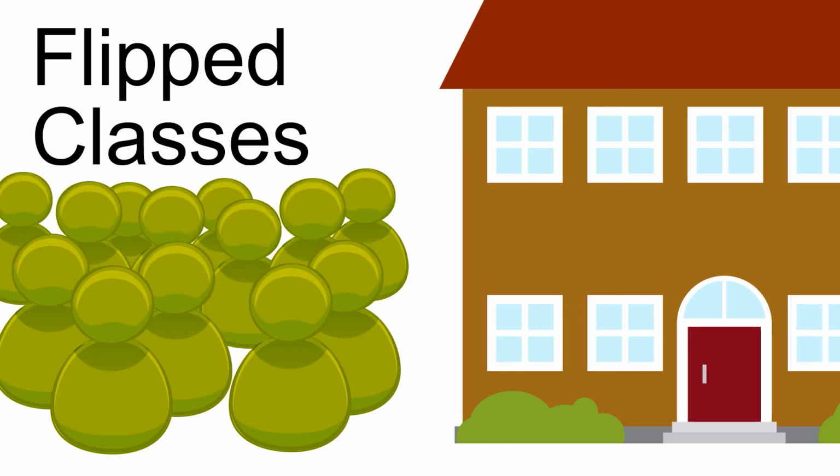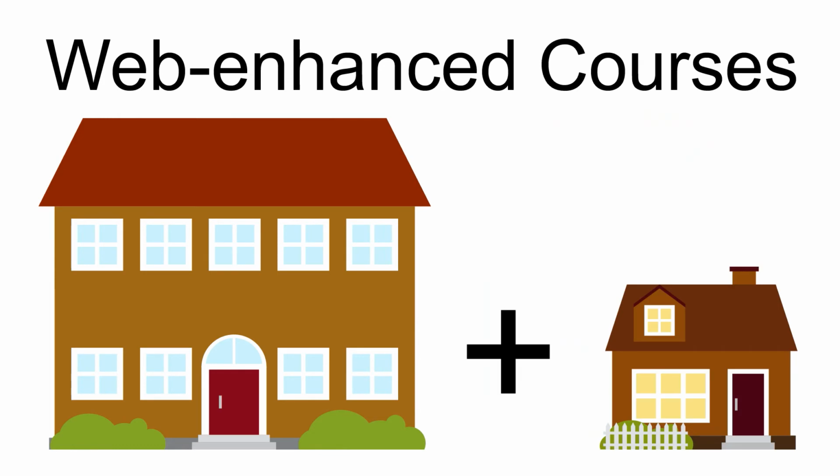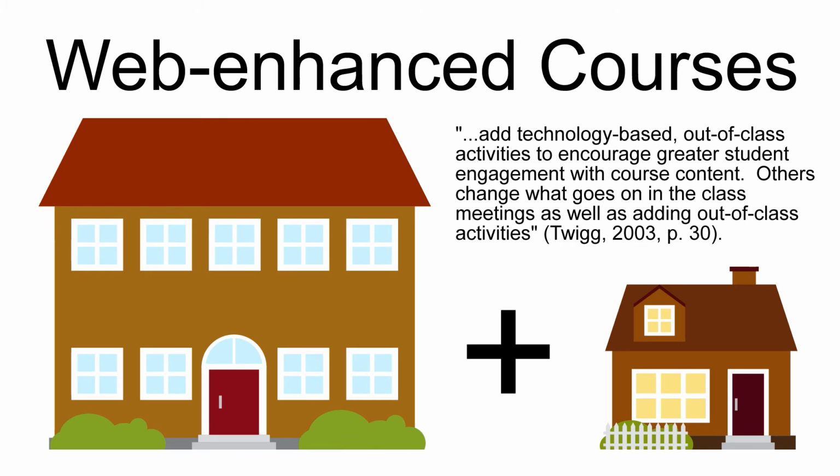In some flipped classes, this means that students come to class less frequently, while in others, it means that they simply do different types of activities in class. Web-enhanced courses are courses where students come to class during their regular scheduled time, but have additional online activities that they do from home. In these courses, instructors add technology-based out-of-class activities to encourage greater student engagement with course content. Others change what goes on in the class meetings as well as adding out-of-class activities.